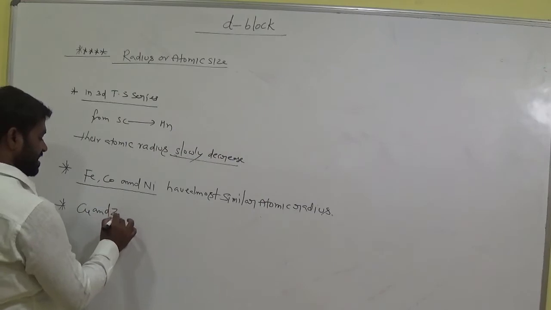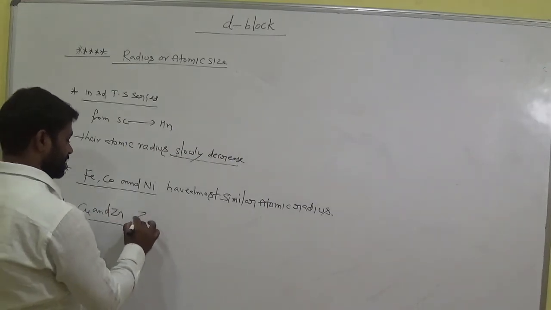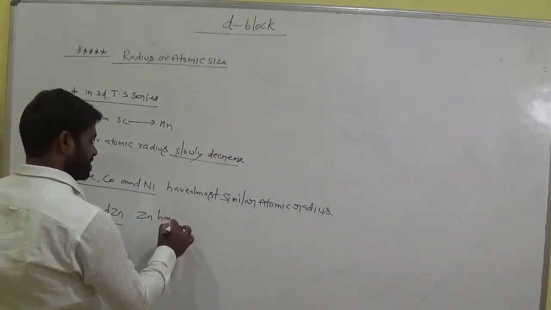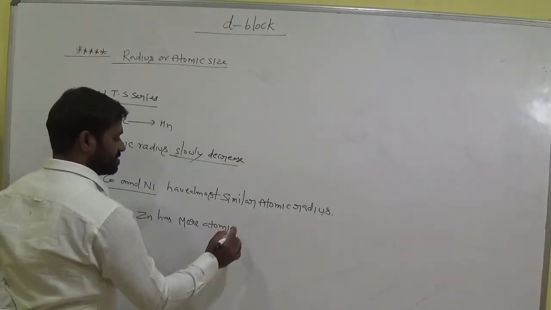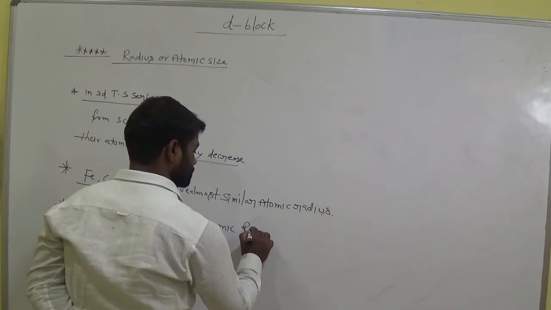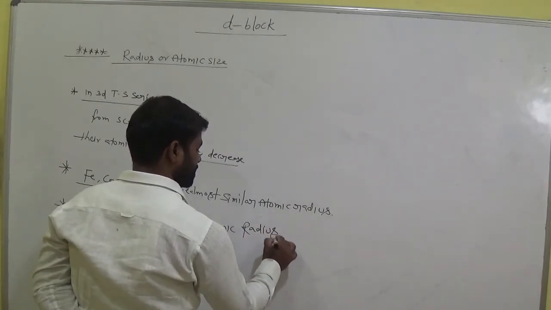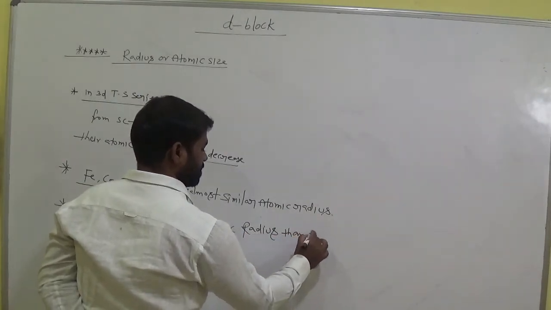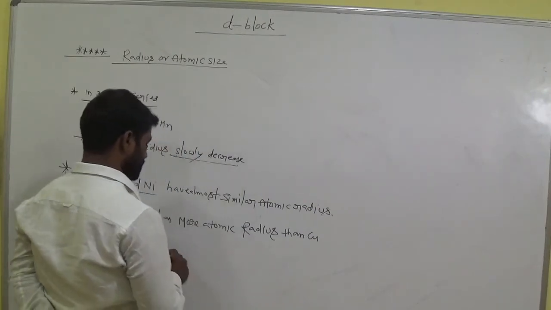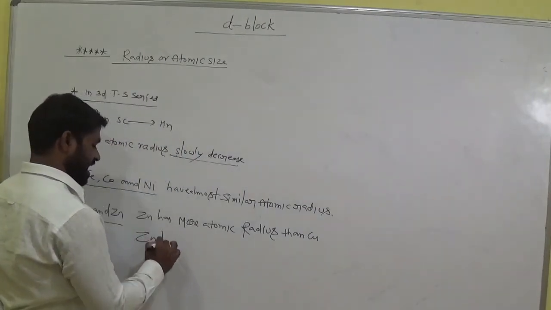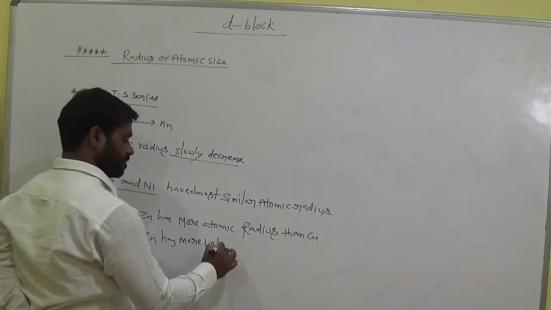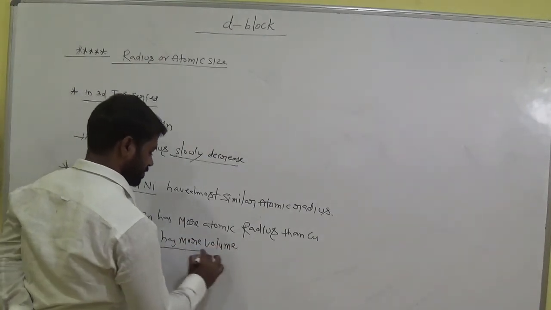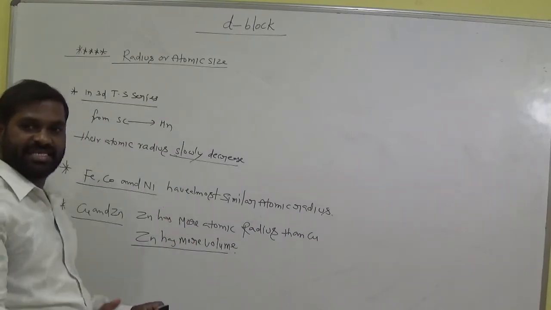Copper and zinc have more atomic radius than copper. That means zinc has more volume. That means bigger in size. Okay.